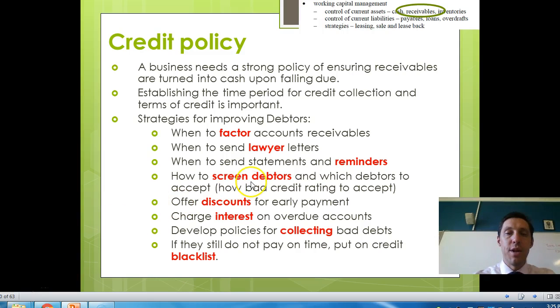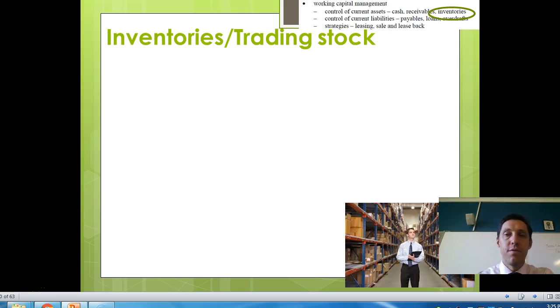When are we going to screen out our debtors and not do business with those people anymore because they simply don't pay their accounts? When is the appropriate time to offer a discount for early payment? When might we need to charge interest on overdue accounts? Is it after 30 days, 60 days, 90 days? What is our actual policy on collecting bad debts? And then if none of this works, do they need to be put on a blacklist and effectively, like what we said earlier, not do business with them in the future?